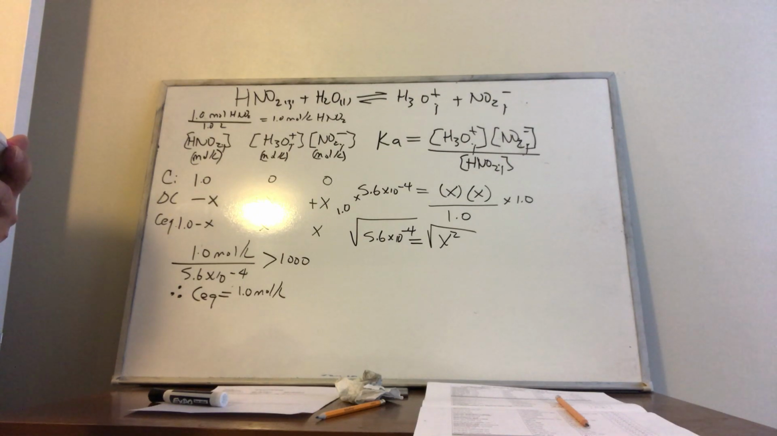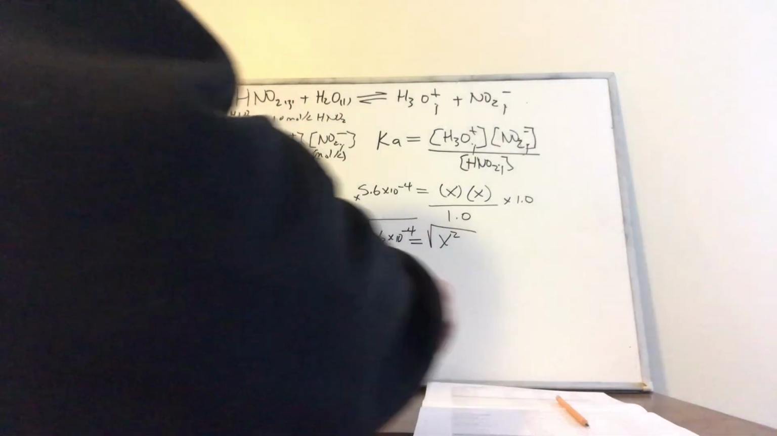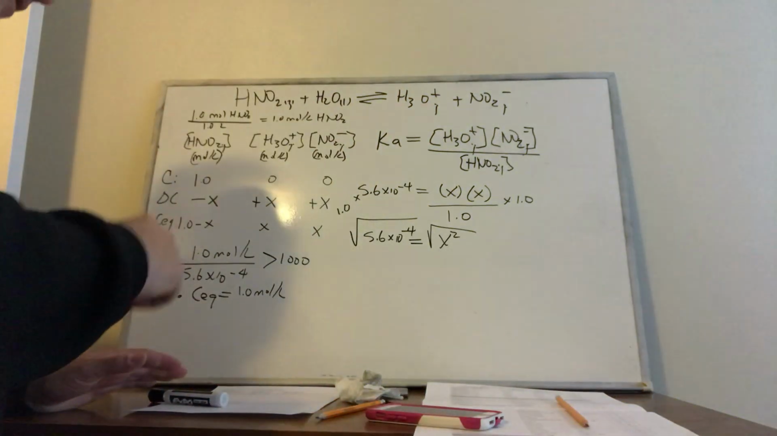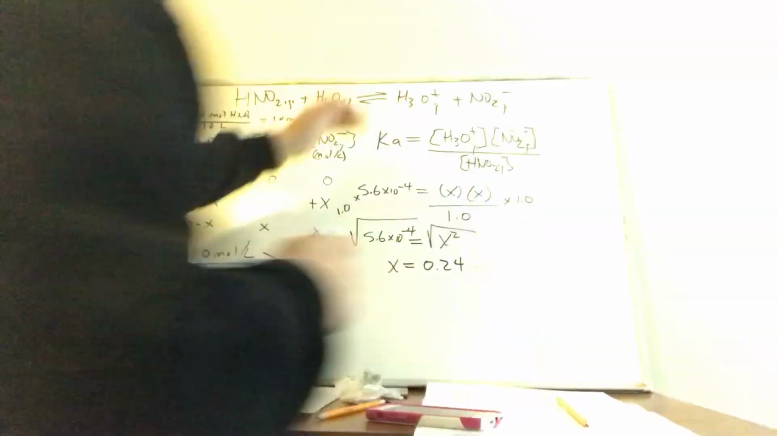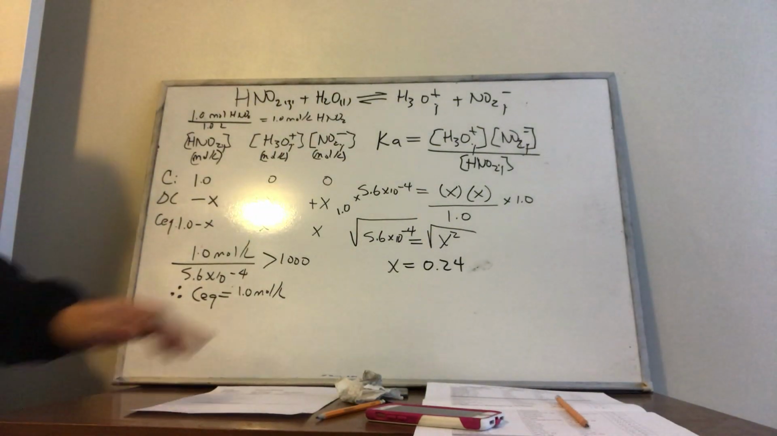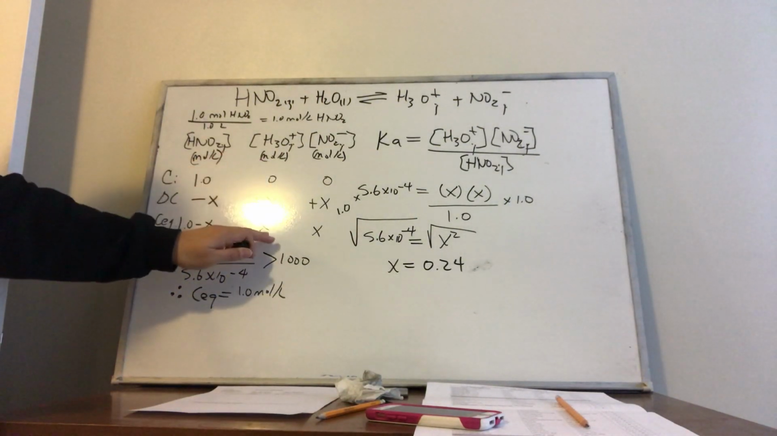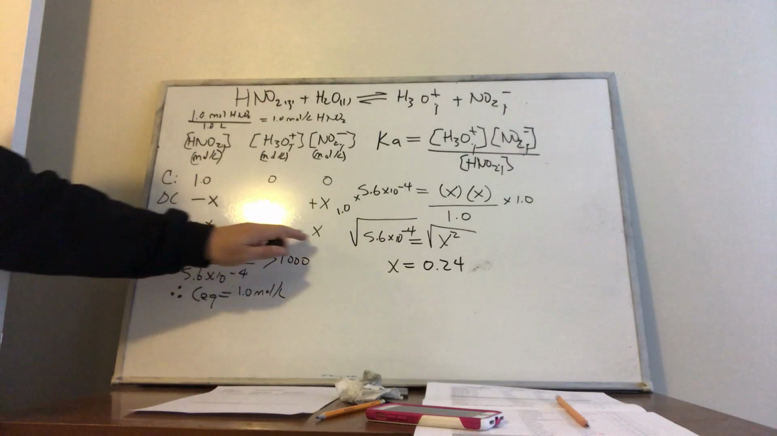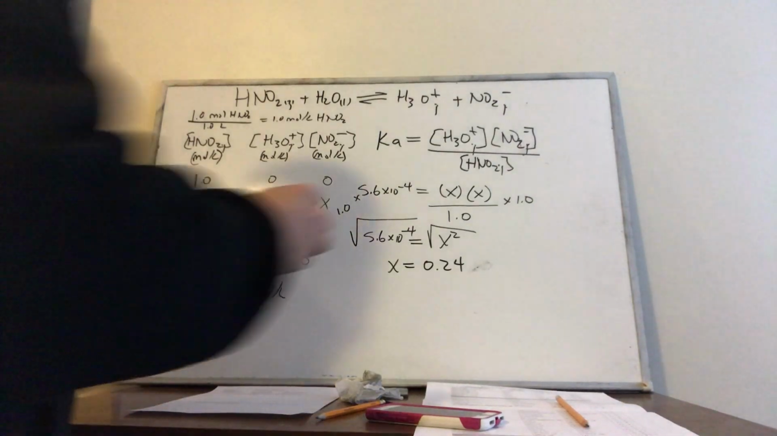So 0.00056, square root, and I get 0.0236. So x equals 0.24 moles as a value. We know that since here in the chart is moles per liter, this will be 0.224 moles per liter. Oh, sorry, 0.024.